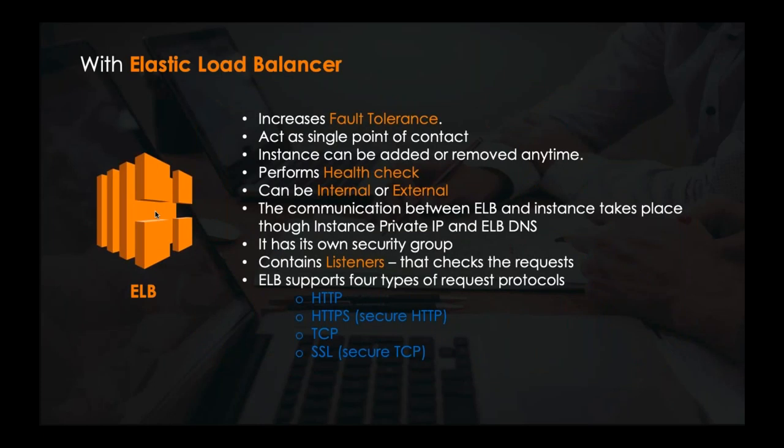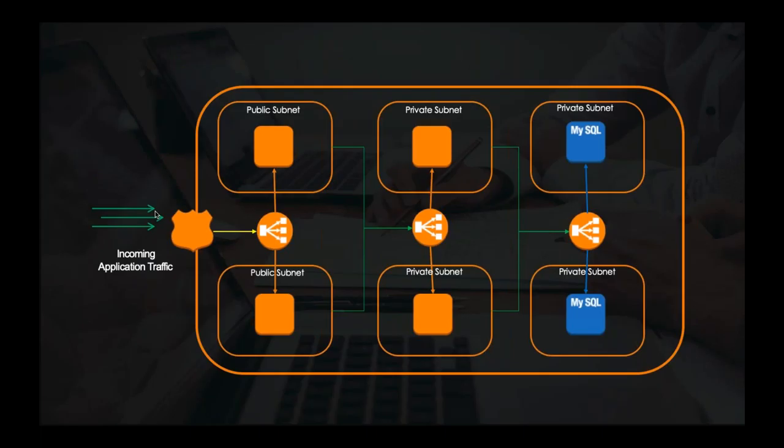When I select the load balancer option, is this high availability a built-in feature, or is it an option, an additional selection I need to do? Yeah, whenever you have it, it's a default. Whenever you have a load balancer, you need to select it in two different availability zones. So whenever you have a load balancer, it means you have higher availability by default.